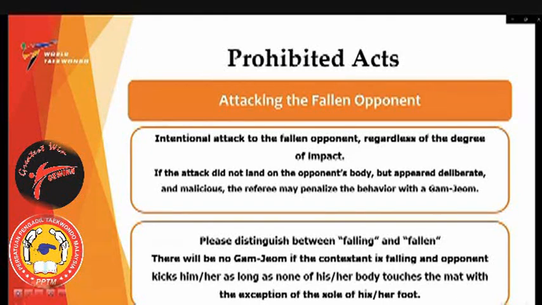But once they have touched the ground with any part of their body other than the foot, then this is fallen. If they have fallen and I kick and I attack, then this is a gamjan for attacking the fallen opponent. Of course, any points scored from that will also be invalidated.